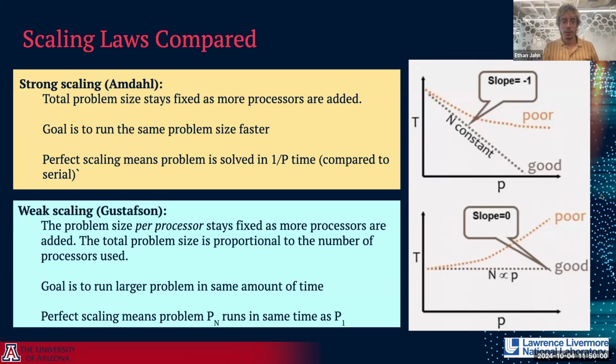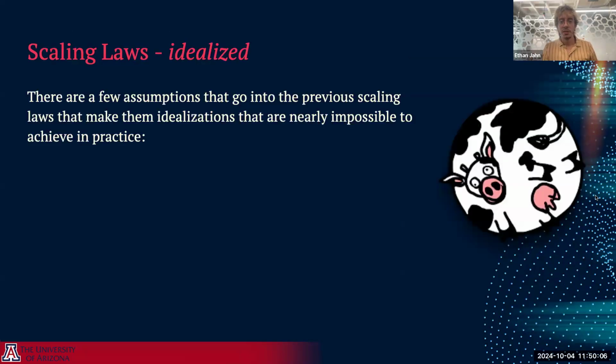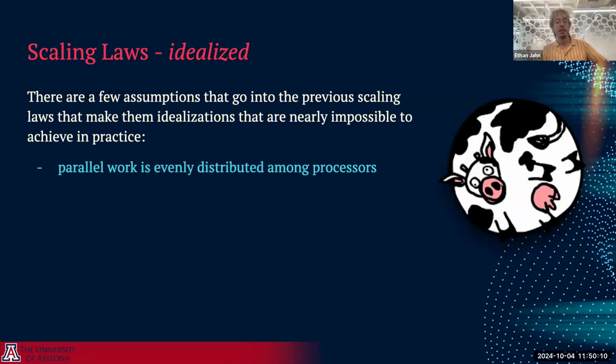So those are the two main scaling laws that we need to think about when implementing parallelism. It's important to recognize that there are a few assumptions that go into these scaling laws that make them ideal. In practice, parallel work may not be evenly distributed among processors. In practice, there's typically some type of interprocessor communication overhead in time.